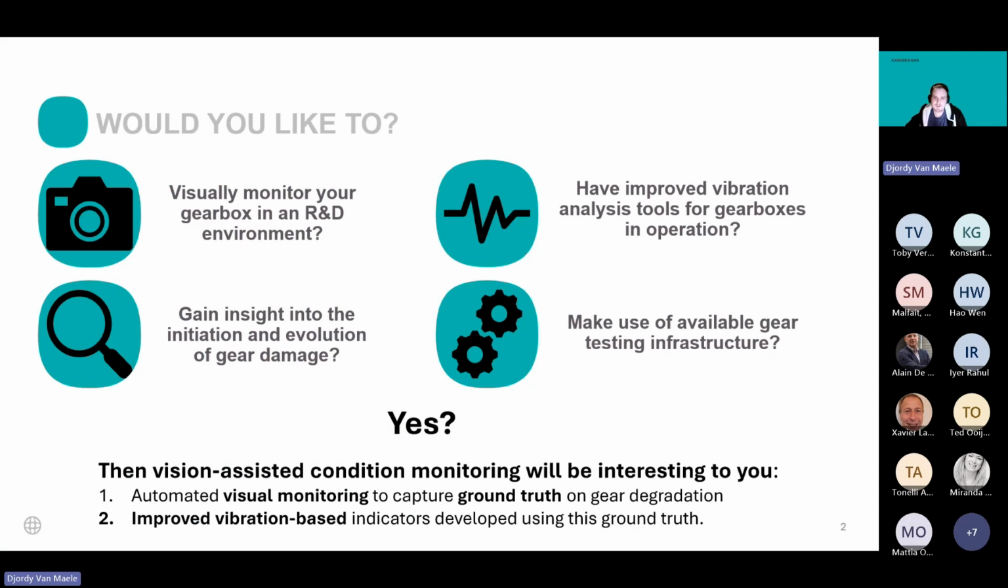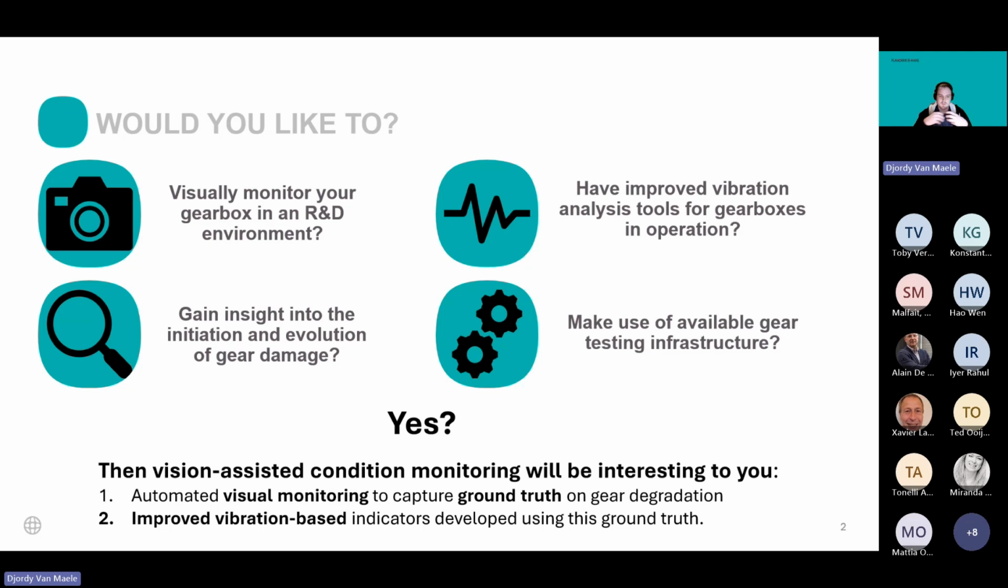A couple of questions immediately to start this off and pique your interest. Would you be able to visually monitor your gearbox in an R&D environment to really look inside and see what's going on? Or would you like to gain insight into how damage on gears initiates and evolves? Or would you rather have vibration tools that are better than the current versions for your operational gearboxes?